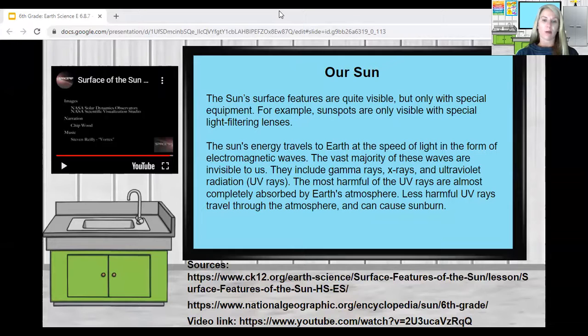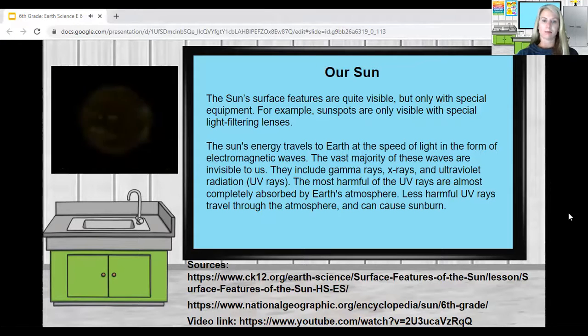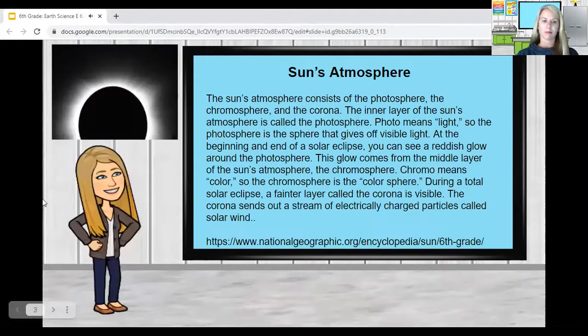The sun's energy travels to Earth at the speed of light in the form of electromagnetic waves. The vast majority of these waves are invisible to us. They include the gamma rays, X-rays, and ultraviolet radiation, also known as UV rays. The most harmful of the UV rays are almost completely absorbed by Earth's atmosphere. Less harmful UV rays travel through the atmosphere and can cause a sunburn. The atmosphere layer that they are talking about here is our ozone.